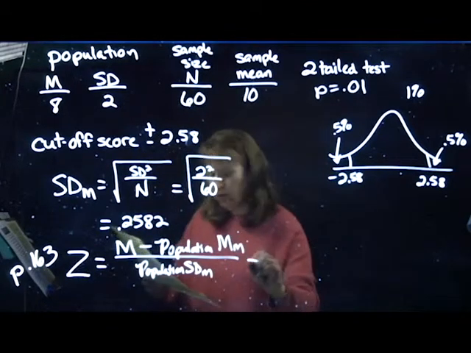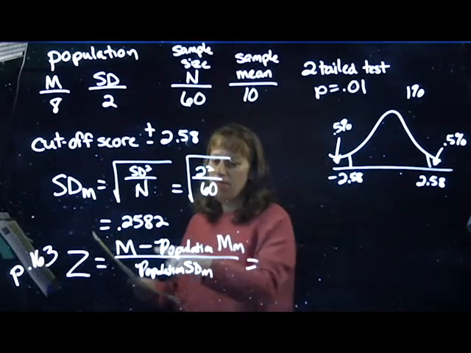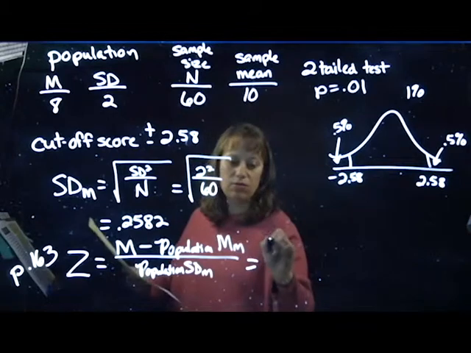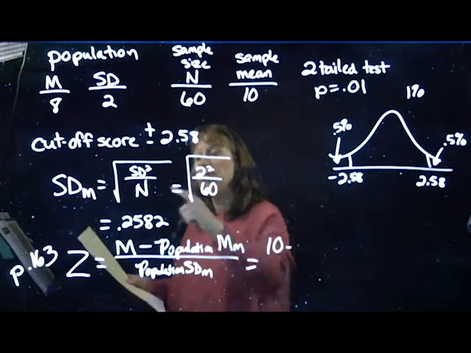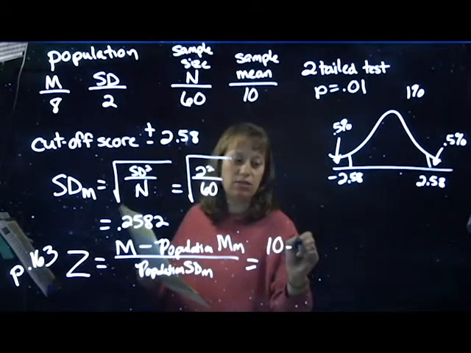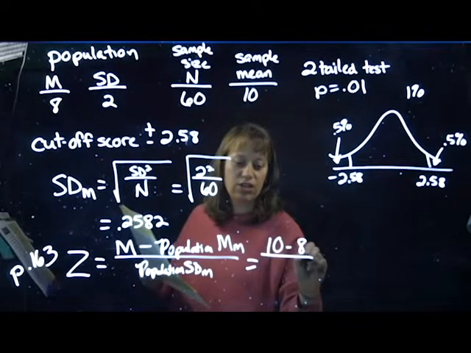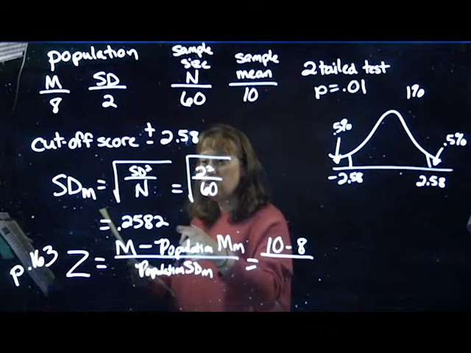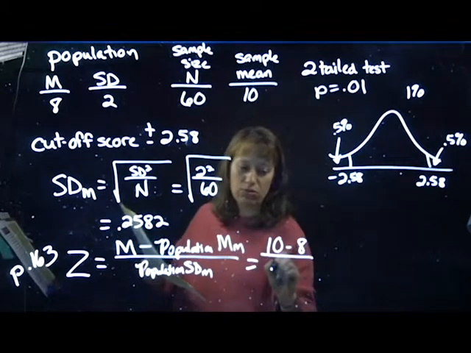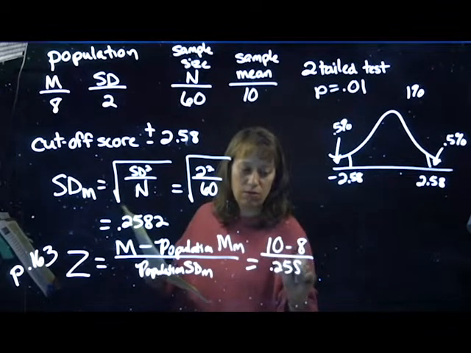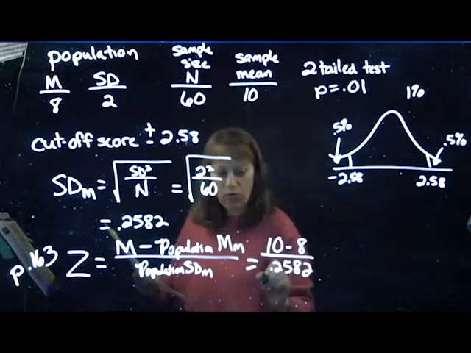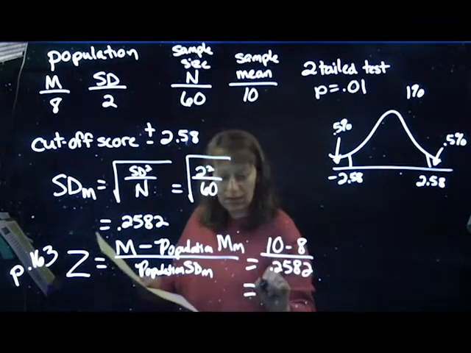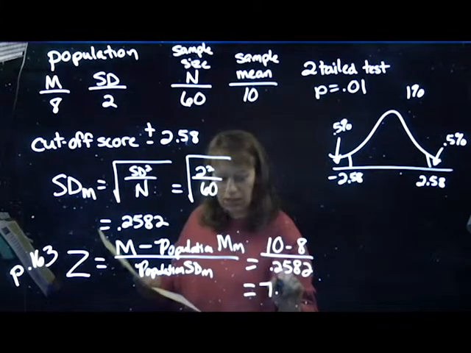So this is equal to our sample mean, which is 10, minus our population mean, which is 8, divided by our standard deviation of the distribution of means, which is 0.2582. And when we calculate that, we see that our z-score is 7.75.